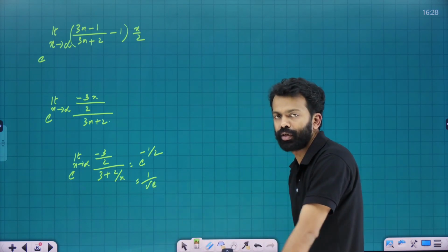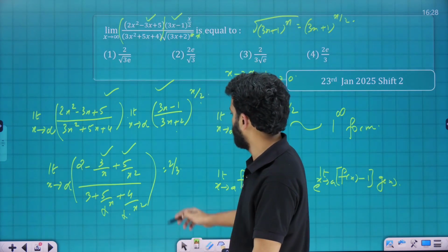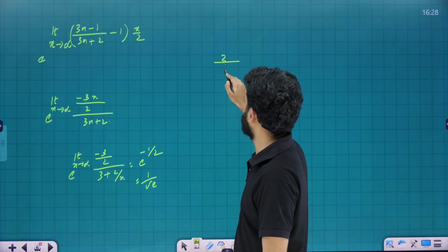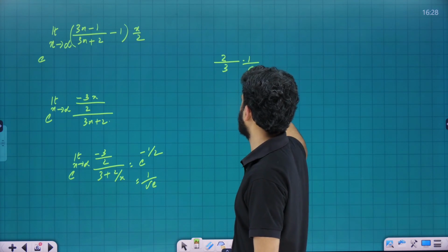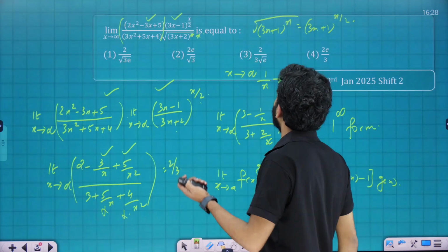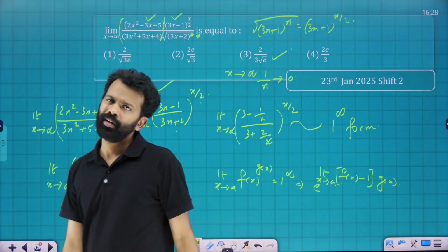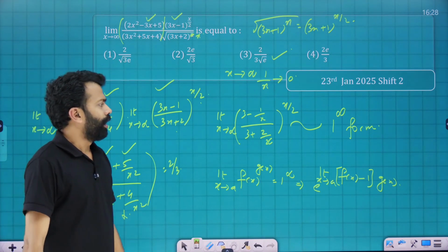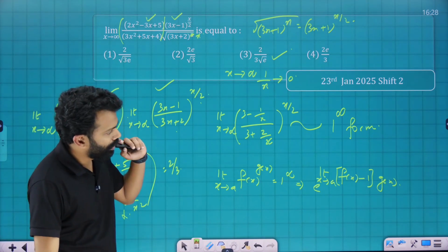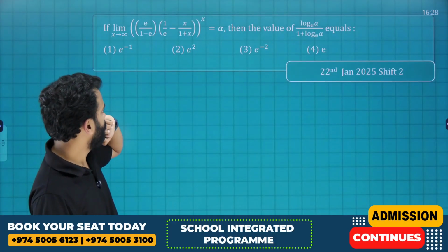So the answer for the second one is 1 by root e, and the answer for the first part is 2 by 3. So the net answer will be 2 by 3 into 1 by root e. Therefore, 2 by 3 root e. The third option is the correct one. Very easy question, and doable also. Let's move to the next one.